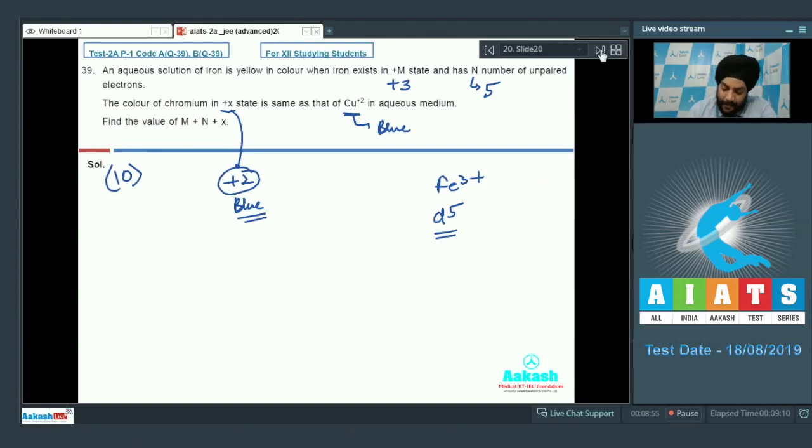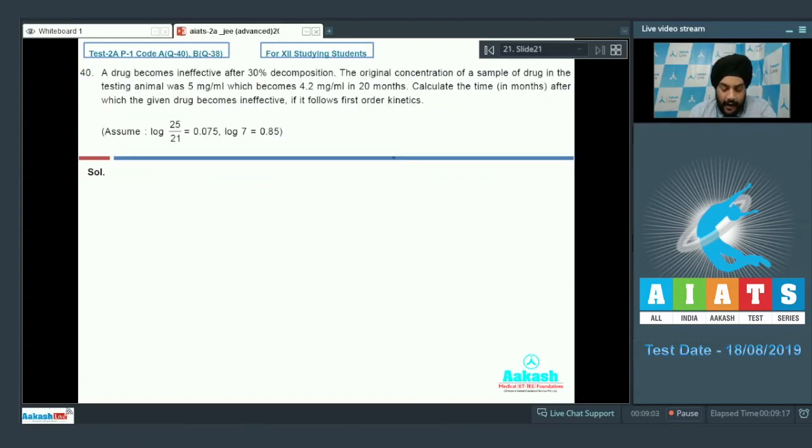Let us look at the last question in this paper, students. Question number 40. A drug becomes ineffective after 30% decomposition. The original concentration of a sample of drug in the testing animal was 5 mg per milliliter, which becomes 4.2 mg per milliliter in 20 months. Calculate the time in months after which the given drug becomes ineffective if the decomposition follows the first order kinetics.